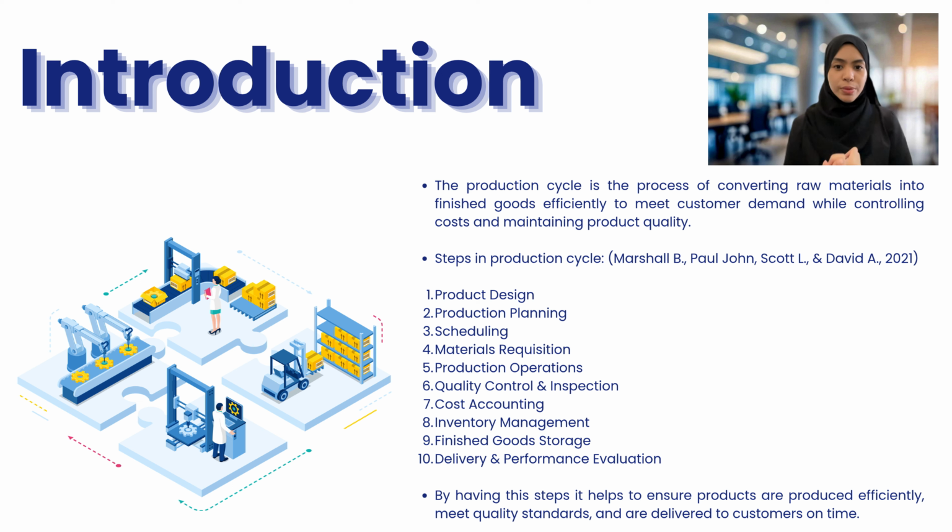The first one is production design. The second one is production planning. The third one is scheduling. Number 4 is material requisition. Number 5, production operations. Number 6, quality control and inspection. Number 7, cost accounting. Number 8, inventory management. Number 9, finished goods storage. Number 10 includes delivery and performance evaluation.